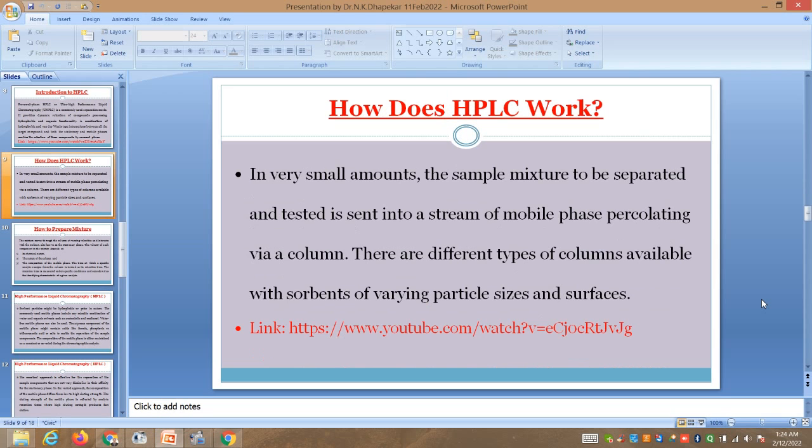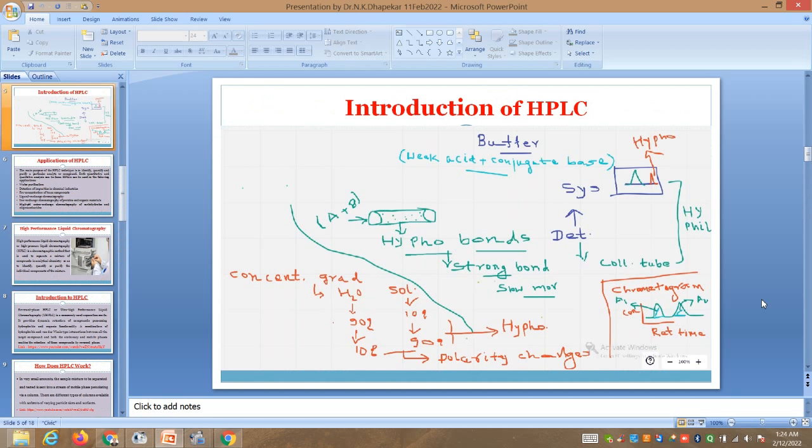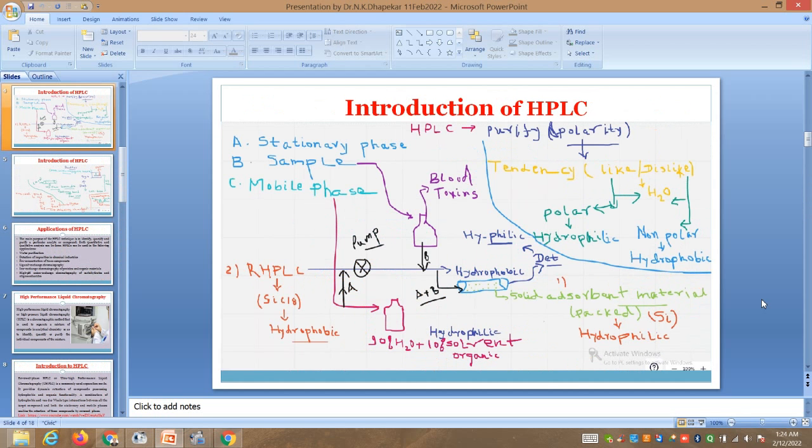How does the HPLC work? As I have shown here, this is your mobile phase, this is the sample which we inject, and this combination then passes through the stationary phase, and we get a collector here, then the detector detects the signal, and we get chromatograms.